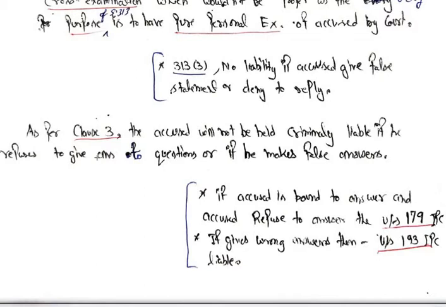So write down, as per clause 3, the accused will not be held criminally liable if he refuses to give answers to questions or if he makes false answers. तो अगर कोई व्यक्ति बाउंड टू आंसर है और वो रिफ्यूज करता है टू आंसर तो उसके खिलाफ क्रिमिनल लायबिलिटी होगी 179 आईपीसी में। If he is administered oath and is bound to give answer and if he refuses to give answer then he will be criminally liable under 179 of the IPC, and if he gives the false answer then he will be liable under 193 IPC. So refusing to answer is 179 and giving wrong answers is 193 of IPC, in which the criminal liability occurs.